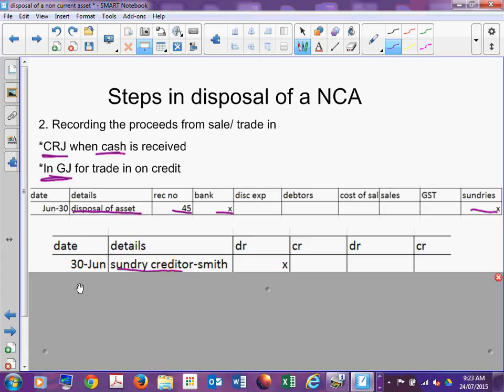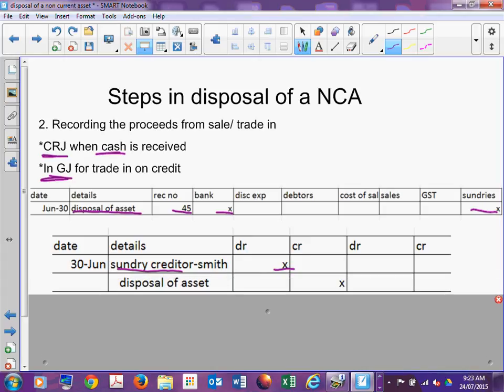A trade-in is decreasing what you owe them. So that's why that's a debit entry. That's the first step. The credit entry, because we're trying to summarise what's going on in terms of getting rid of this asset, goes into the disposal account. And it goes on the credit side.